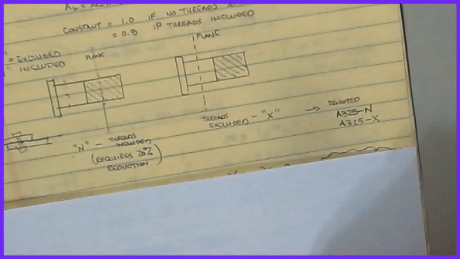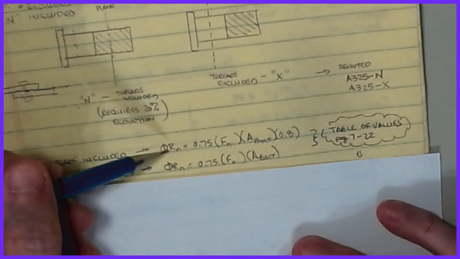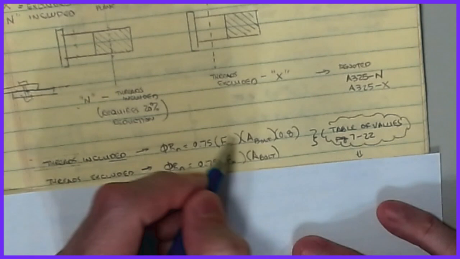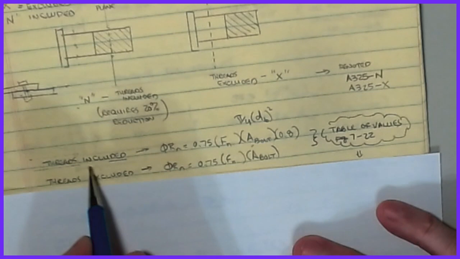Now, how do we handle the formulas for it? For the threads included case, we take our reduced φRn value, which is our φ value of 0.75, times our Fn value, times our area of bolt, which is the shaft diameter of the bolt. When you call out a 3/4 inch diameter bolt, that's the diameter that goes in here. The area is π/4 db². And then if the threads are included, I put on a 0.8 reduction on it. That's that 20% difference.